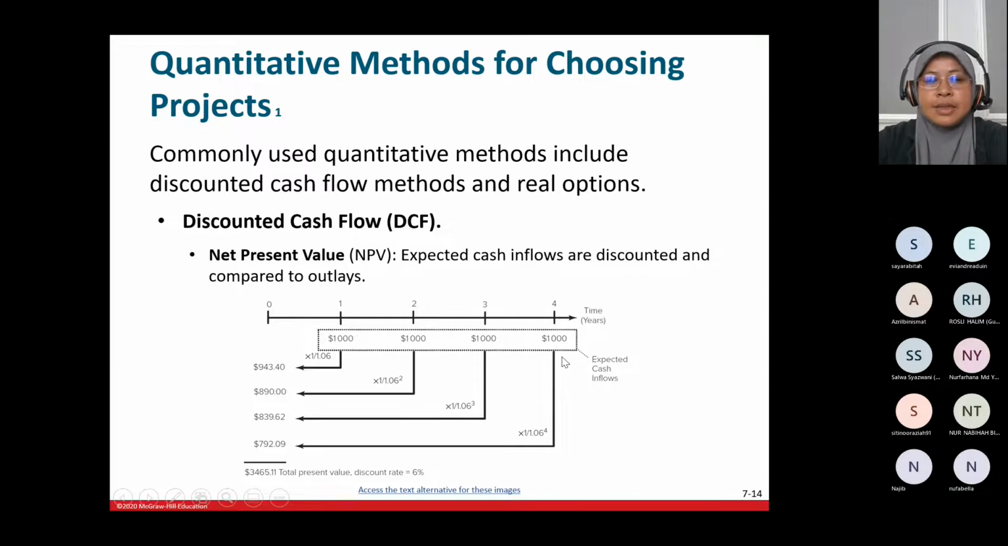And after a certain year, they will calculate the total value and the discount rate for each year, decreasingly, based on the expected cash flow. Meaning that for 100,000, it should decrease by 6%.